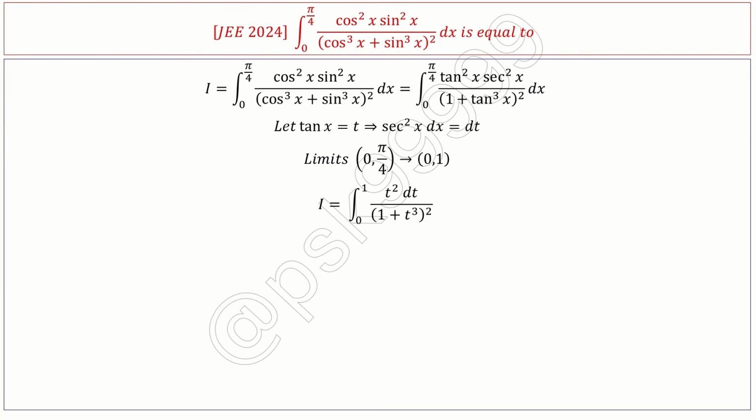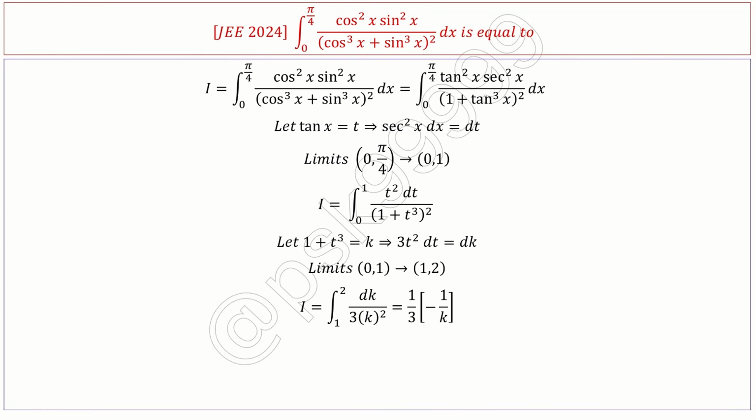If I take t cube as another variable, then t square dt gets cancelled, correct? So 1 plus t cube, I am taking it as k, so 3t square dt is dk. And the limits will change from 0 to 1 to 1 to 2. If I substitute 0 here, k becomes 1. If I substitute 1 here, it becomes 2, correct? Now my new integration is nothing but the integration from 1 to 2 of dk by 3k square. Why this? Because t square dt is dk by 3, so dk by 3 into k square. Now this is simple: 1 by 3 times minus 1 by k. If I apply the limits, this will become 1 by 6.